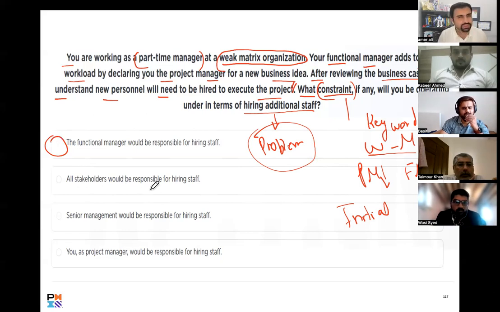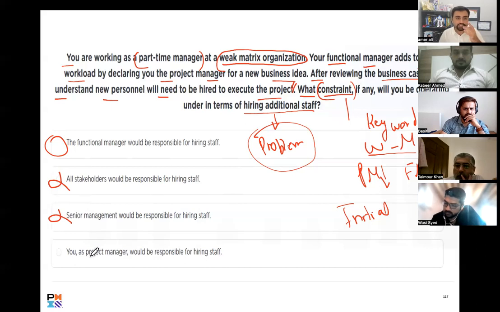All stakeholders? No, no. We know that either project manager is responsible or functional manager, or both share the responsibility in balance. So this is eliminated. Senior management? No, senior management is never responsible. You as the project manager would be responsible if it was a strong matrix or projectized. Here you are not responsible. So my final answer would be option A.